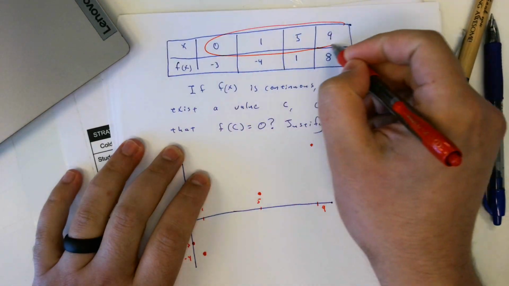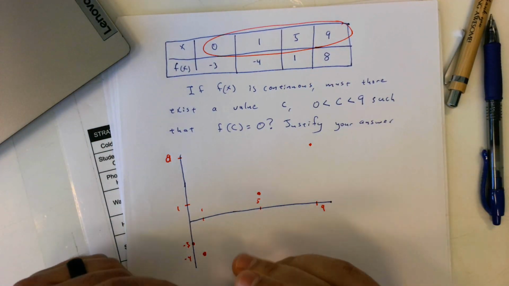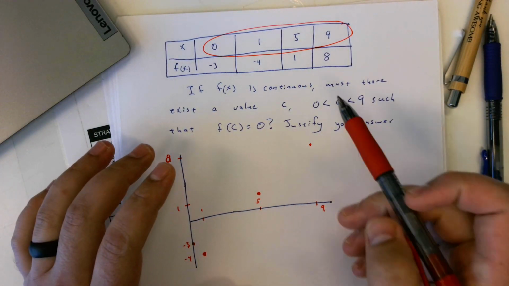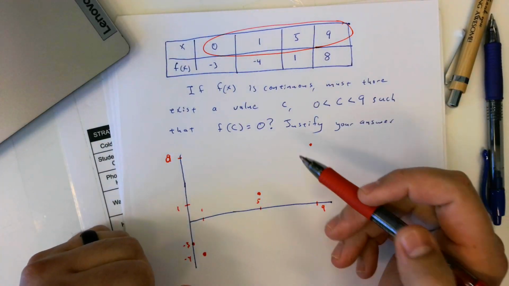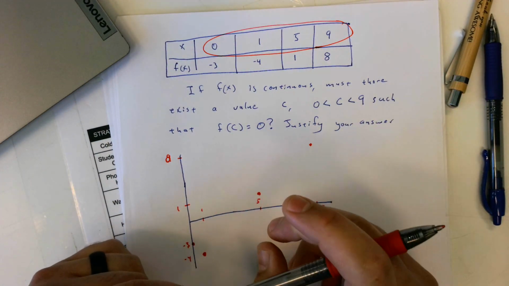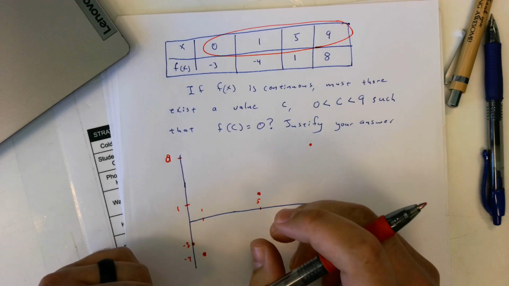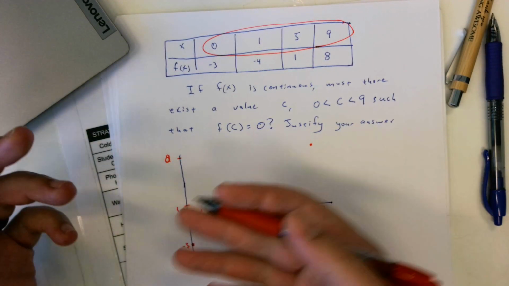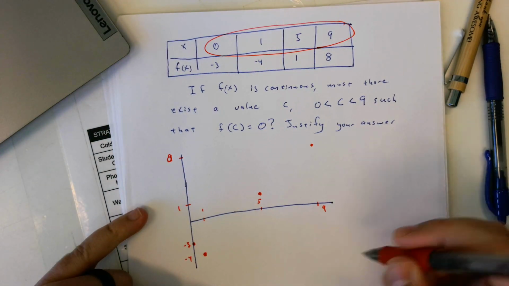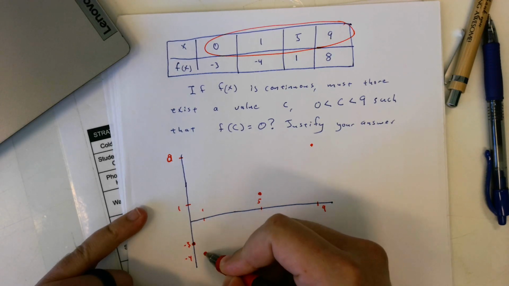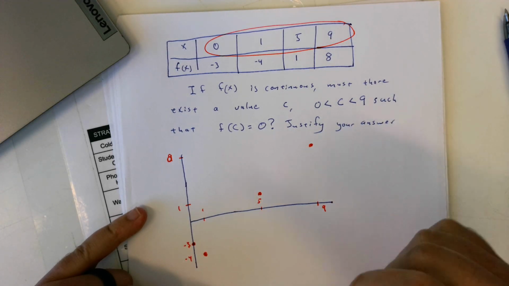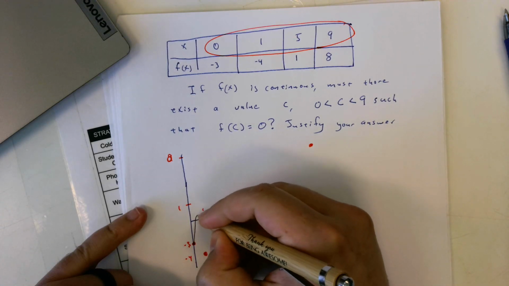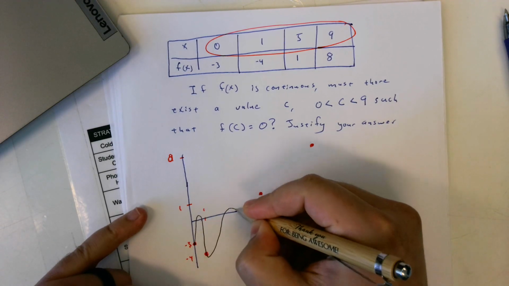all we know is 4 points, 4 inputs to go with 4 outputs. But is there some number, whether that be, I don't know, 2 or 3 or pi, such that if we plug that number into f of x, we could get 0? Justify your answer. Now, here are the 4 points plotted in red, loosely. And here's the thing: we don't know what this graph looks like. This graph could look like this.